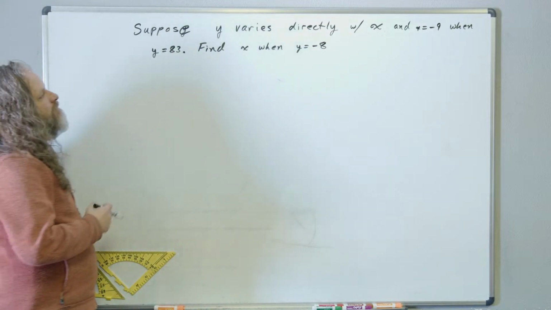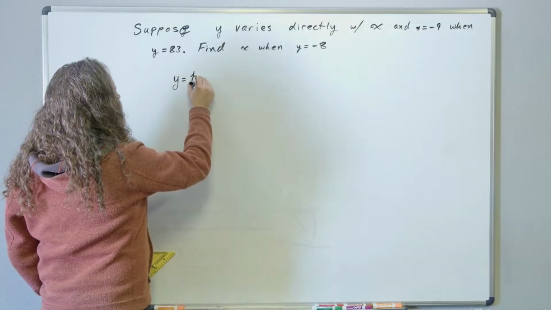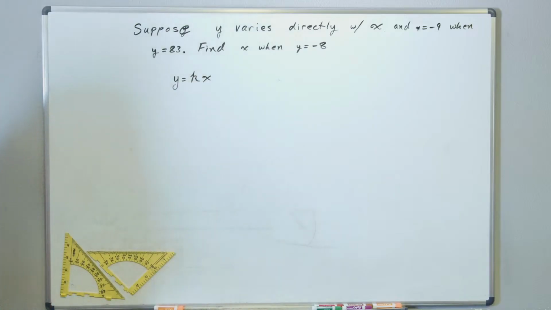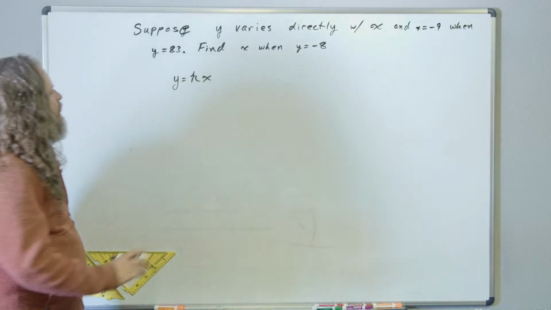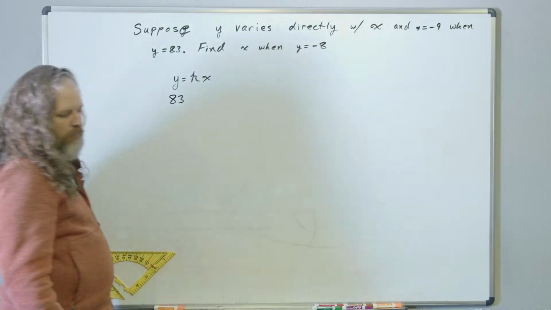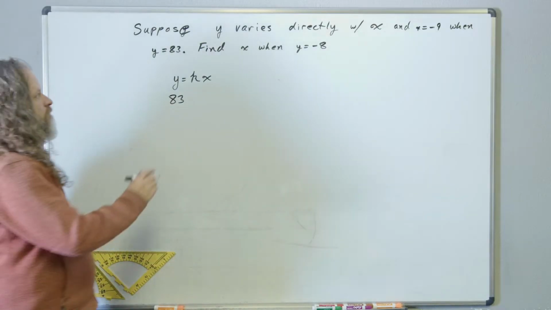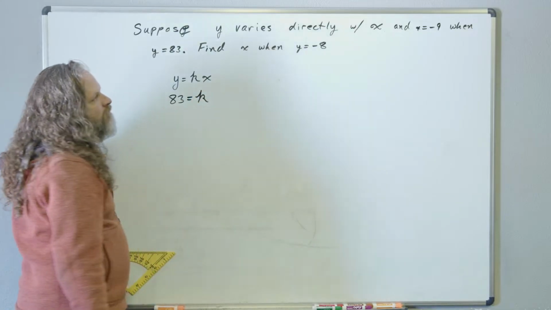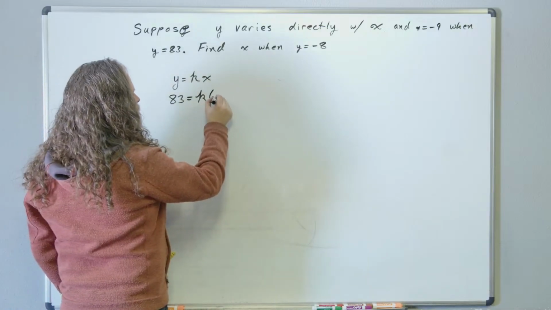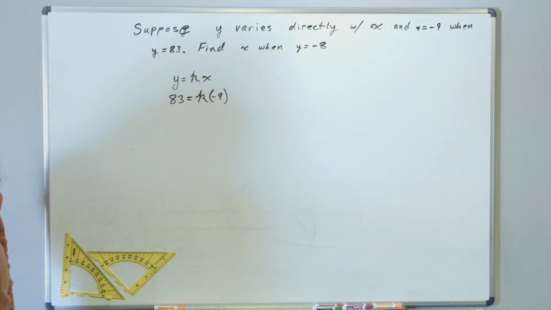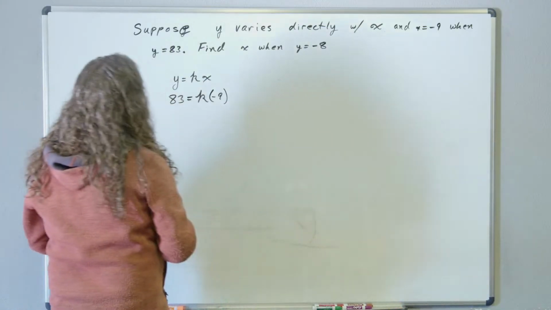Y equals kx, true. Now what? Then they just put the things in there. Which ones? The 83, Y and X. The 83 goes where the Y is. Oh, Y equals. Okay, I thought that was the start of the equation. And then what? Put the equals k, and then, wait, times negative 9. Now what? Divide by negative 9 sounds great.